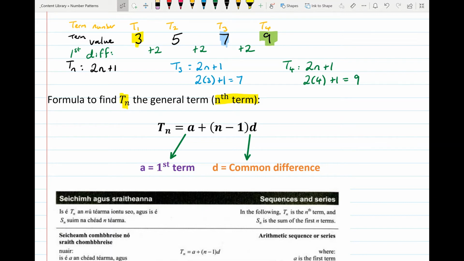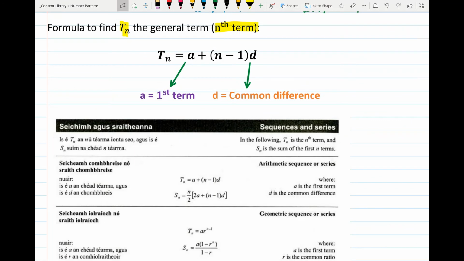Term number will be the letter n. And the formula is given as Tn equals a plus n minus 1 times d. And a is the first term in the sequence, so think of the first letter in the alphabet, A comes first, first term, and d stands for difference.